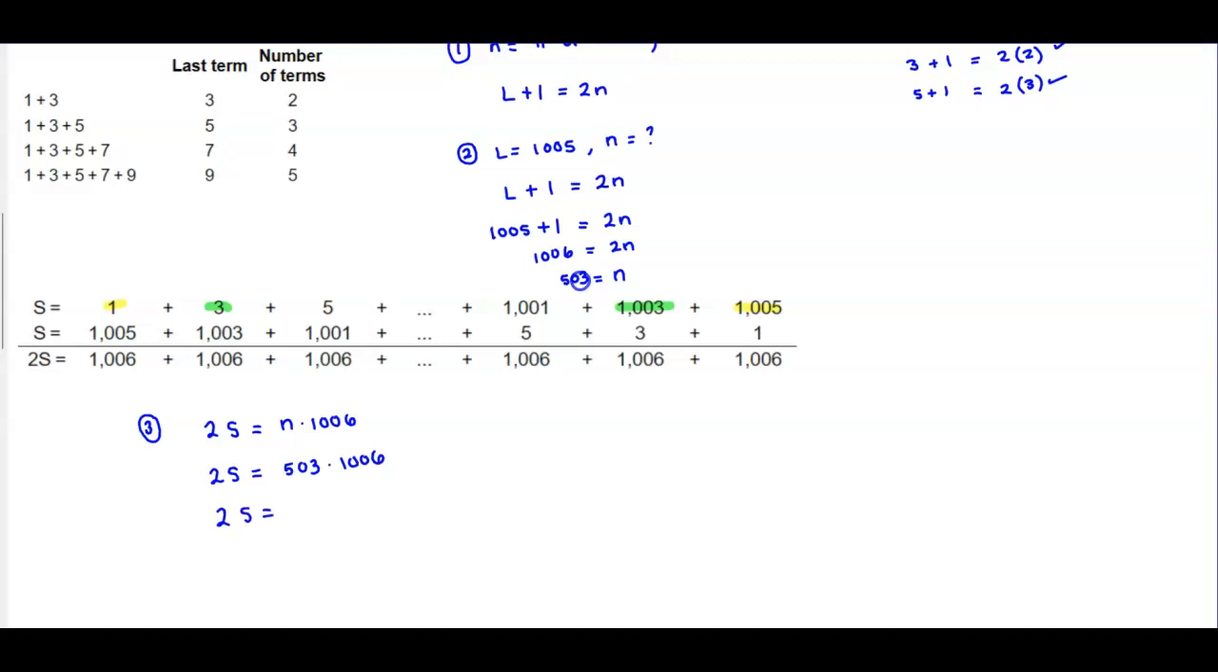And 503 times 1006 gives us 506,018. And then dividing both sides by 2, therefore S is going to equal 253,009. And so therefore, we would say that the sum of this sequence is 253,009.